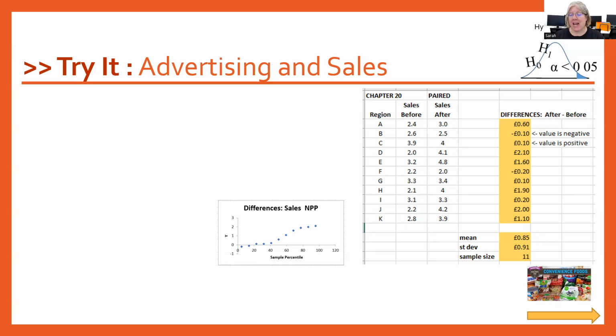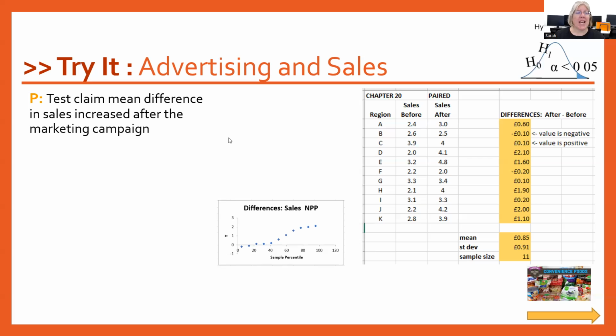So we have a mean and a standard deviation for just those differences, and that's what we're going to work with in this test. All right, so our parameter statement here, we've got to talk about those mean differences. So we're going to test the claim the mean difference in sales increased after the marketing campaign. Our hypotheses: the mean difference is 0, meaning the sales before and after were roughly equal, or the mean difference is greater than 0.